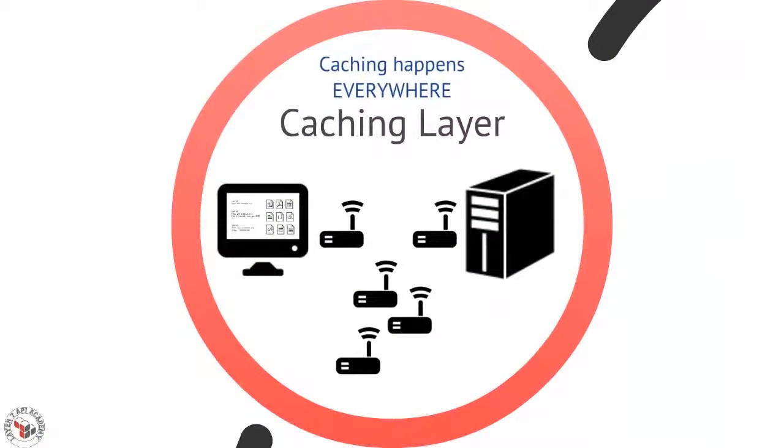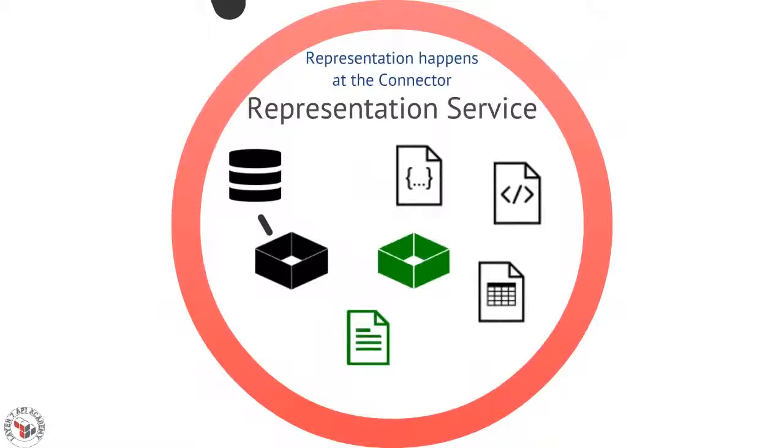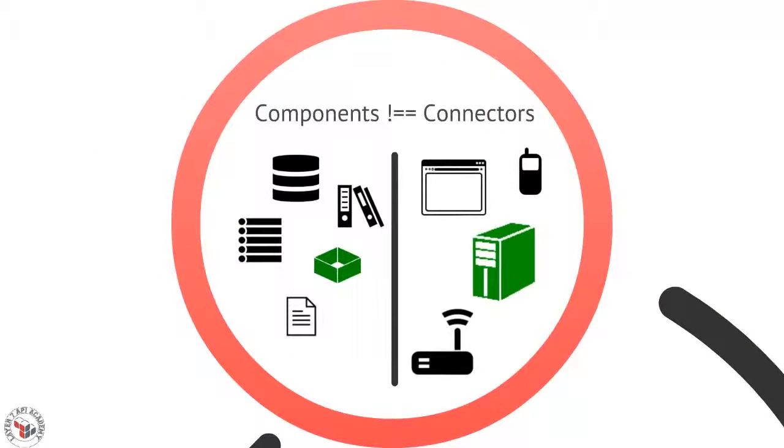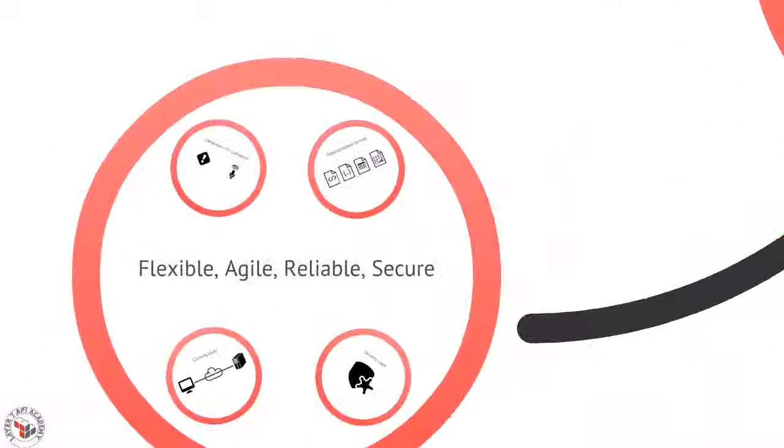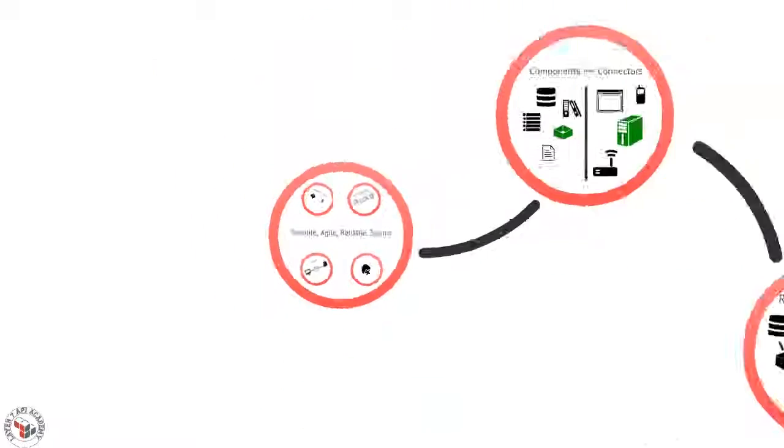You've got the idea of caching, which happens everywhere. You need to inform every response with caching information. This notion of using a representation service to efficiently negotiate with every client that makes a request. And then this notion of keeping components and connectors separate in your implementation to make it much easier to flexibly change things from time to time. Flexible, agile, reliable, and secure foundations for your APIs. That's the key.